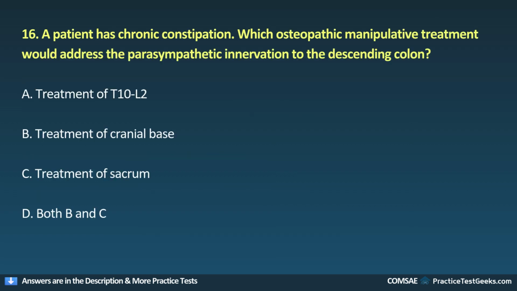16. A patient has chronic constipation. Which osteopathic manipulative treatment would address the parasympathetic innervation to the descending colon? A. Treatment of T10-L2. B. Treatment of cranial base. C. Treatment of sacrum. D. Both B and C.